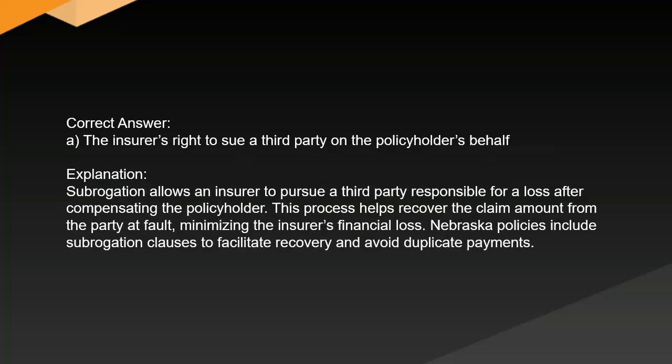Correct answer: A. The insurer's right to sue a third party on the policyholder's behalf. Explanation. Subrogation allows an insurer to pursue a third party responsible for a loss after compensating the policyholder. This process helps recover the claim amount from the party at fault, minimizing the insurer's financial loss. Nebraska policies include subrogation clauses to facilitate recovery and avoid duplicate payments.